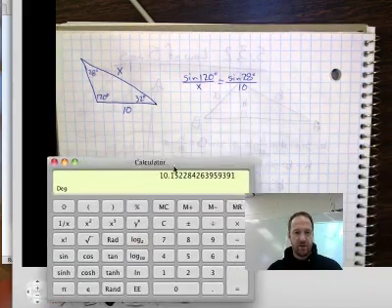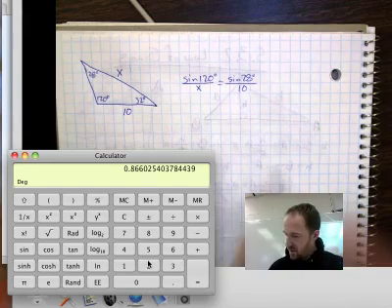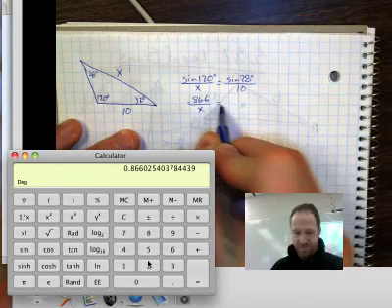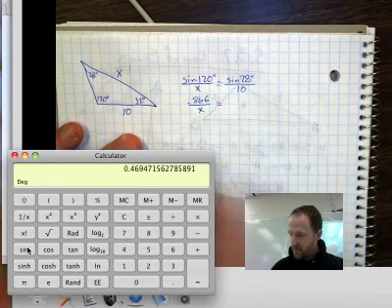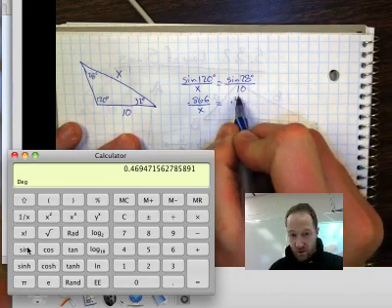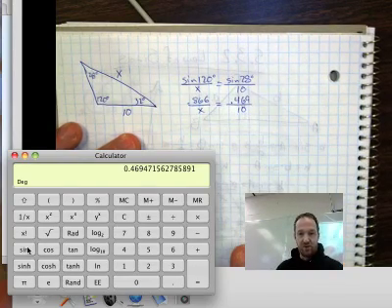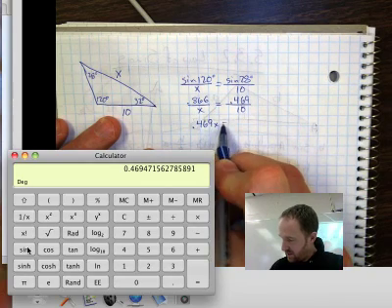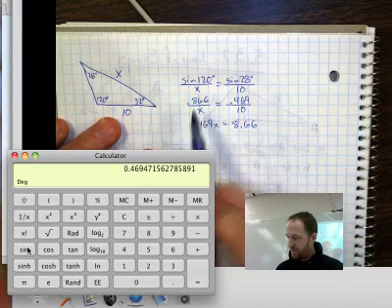So let's see here what we get. 120 sine is 0.866. It's still over x. Sine of 28 is 0.469. And that's still over 10. We cross multiply, we get 0.469x equals 8.66. That's 10 times 0.866.